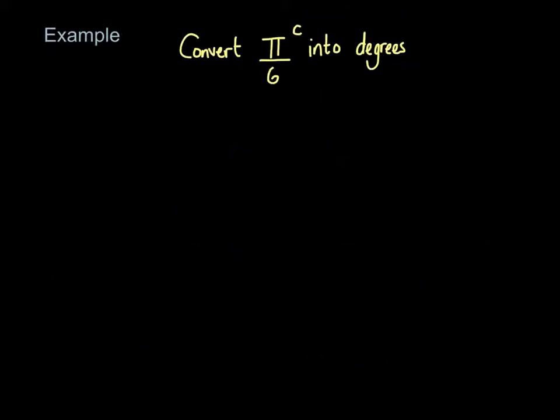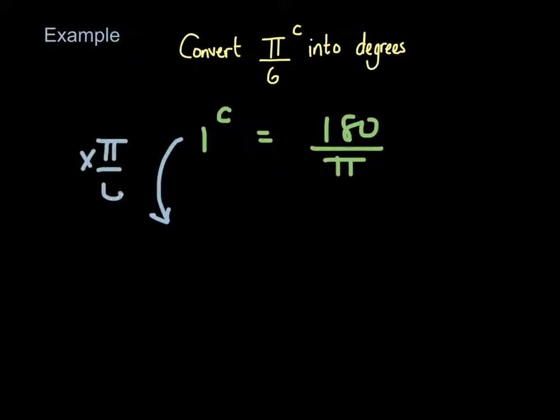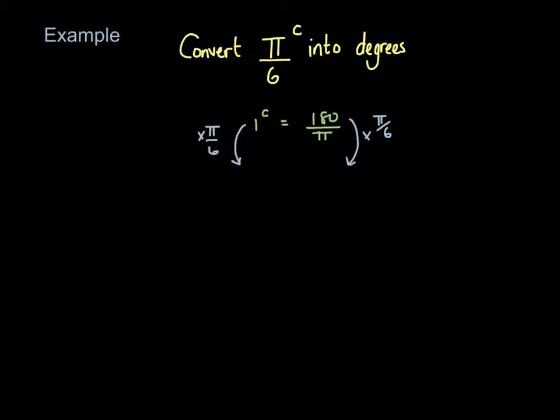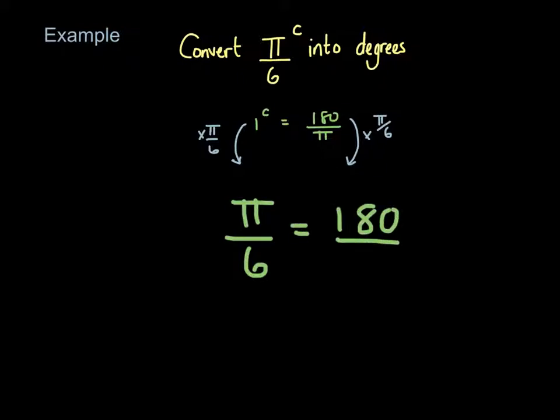Right, let's do an example then. Let's convert pi over 6 radians into degrees. We know 1 radian is equal to 180 degrees divided by pi. So if we multiply both sides by pi over 6, we get pi over 6 equals 180 over pi times pi over 6.